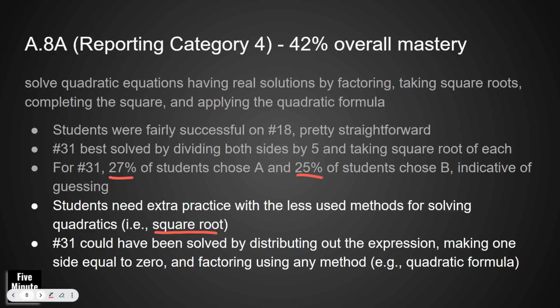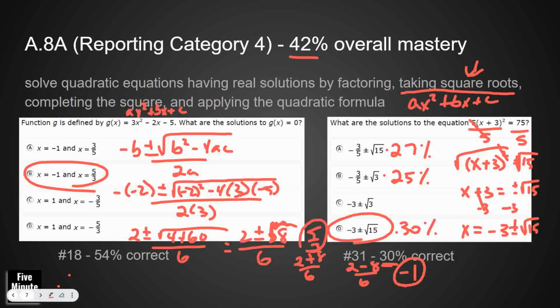square root. And number 31 could have been solved by distributing out the expression, making one side equal to 0, factoring using any method if you wanted to do that, but that would have been quite a bit of work. But you could have really forced that, if you wanted to, into the standard form. If you square this and then you distribute it out and all that business. But that's just a lot of extra work.